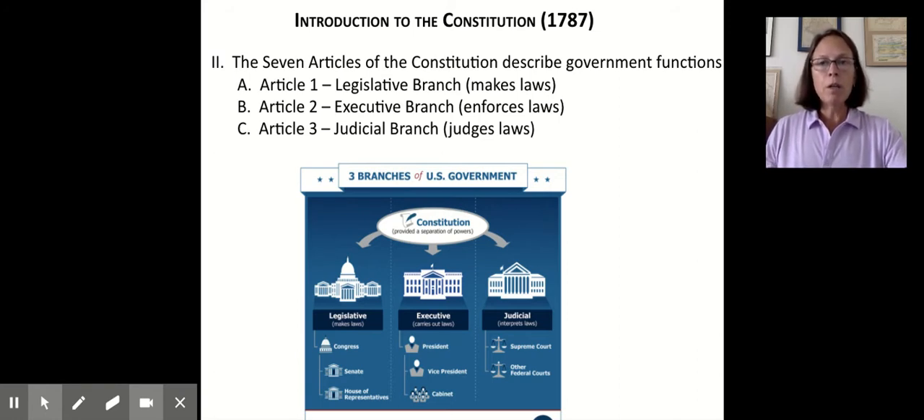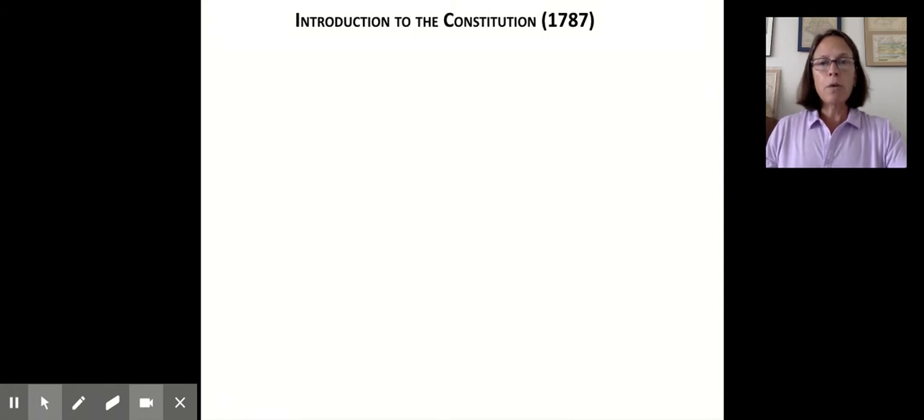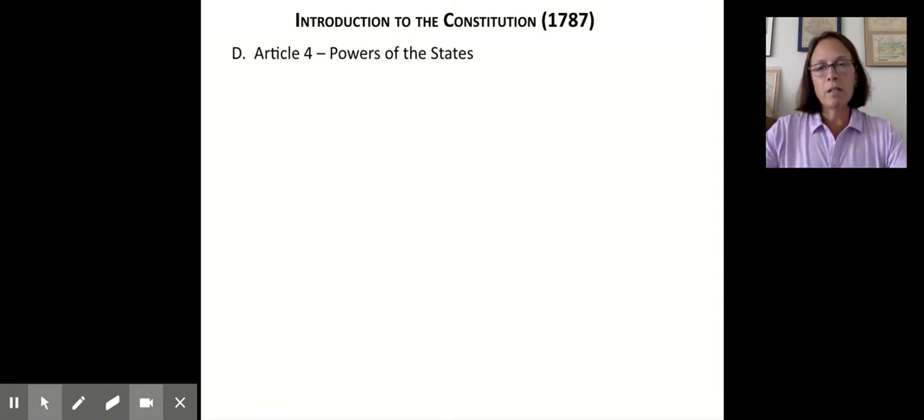So moving on to Article 4. Article 4 is the powers of the states. One of the major problems with the Articles of Confederation, our first government, is that it gave almost too much power to the state governments and not enough to the federal government. However, in the Constitution, they couldn't just ignore the fact that the states had power because they were eventually going to need them to ratify it. So Article 4 is specifically what powers do the states have. It starts first with the full faith and credit clause.